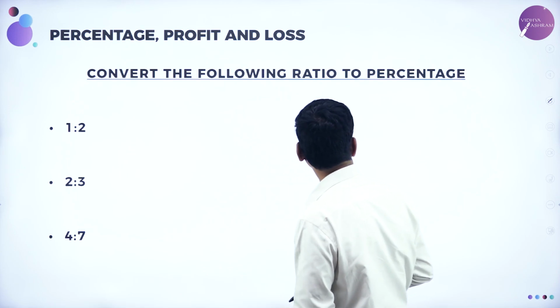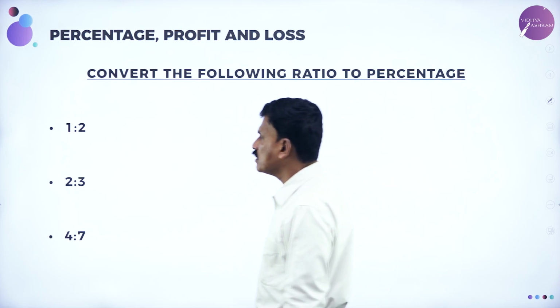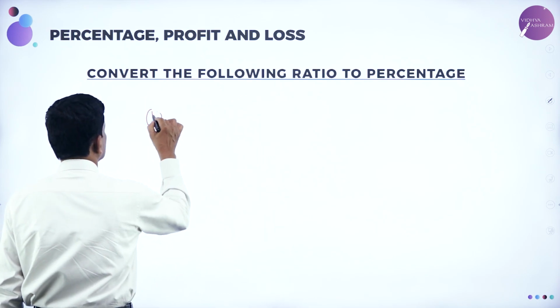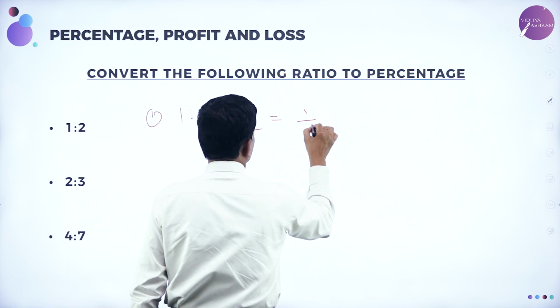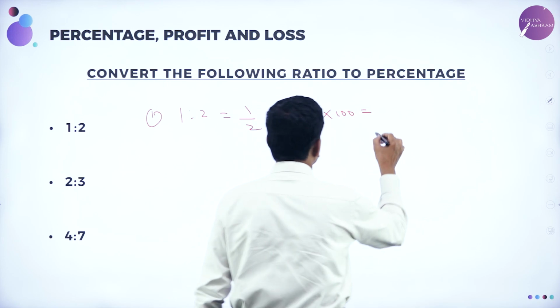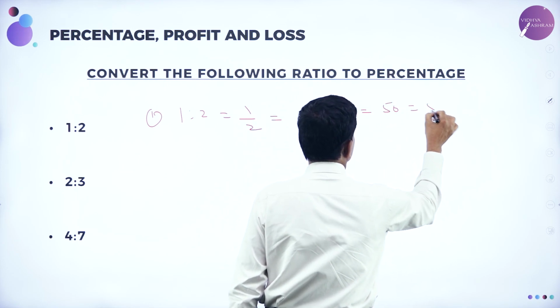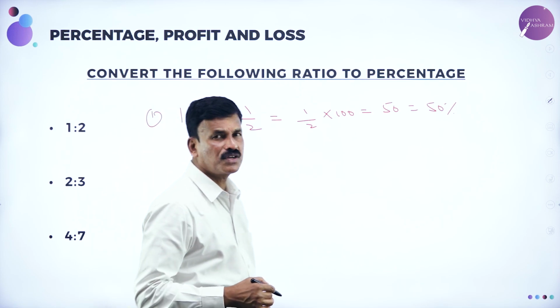Now, take a similar type of problem. Convert the following ratios into percentage. 1:2, 2:3 and 4:7. Now, let us move on to the first one. 1:2 can be written as 1 by 2. That's equal to 1 by 2 into 100. 1 by 2 into 100 is nothing but 50. That's equal to 50%. 1:2 is nothing but 50%.